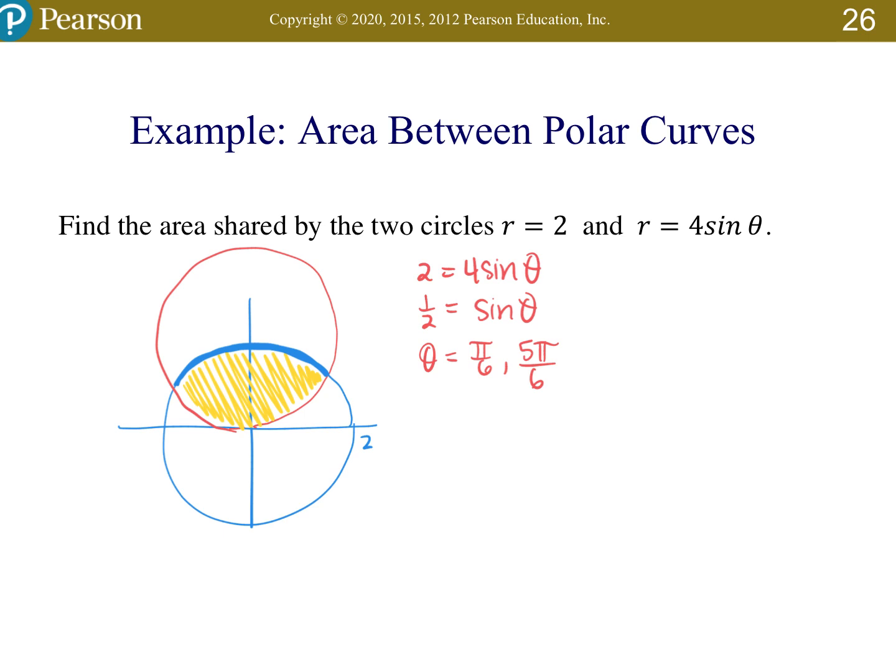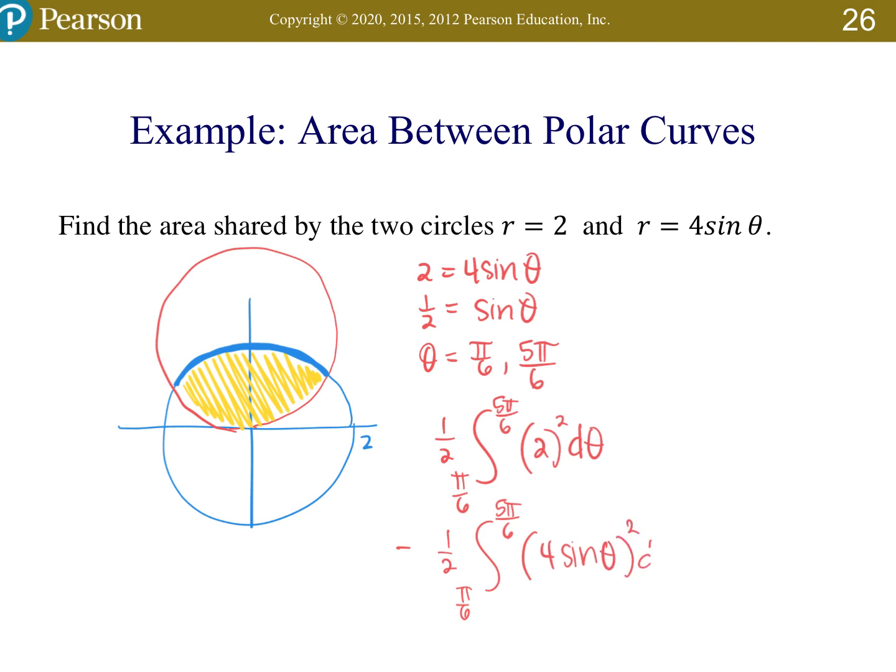So I'm going to do the outer minus the inner. So 1/2 of the boundaries pi 6 to 5 pi 6. And then my outer edge is formed by 2 quantity squared, and then minus the inner one. And its inner edge is formed by 4 sine theta quantity squared d theta. And then you'll subtract that to get those two.